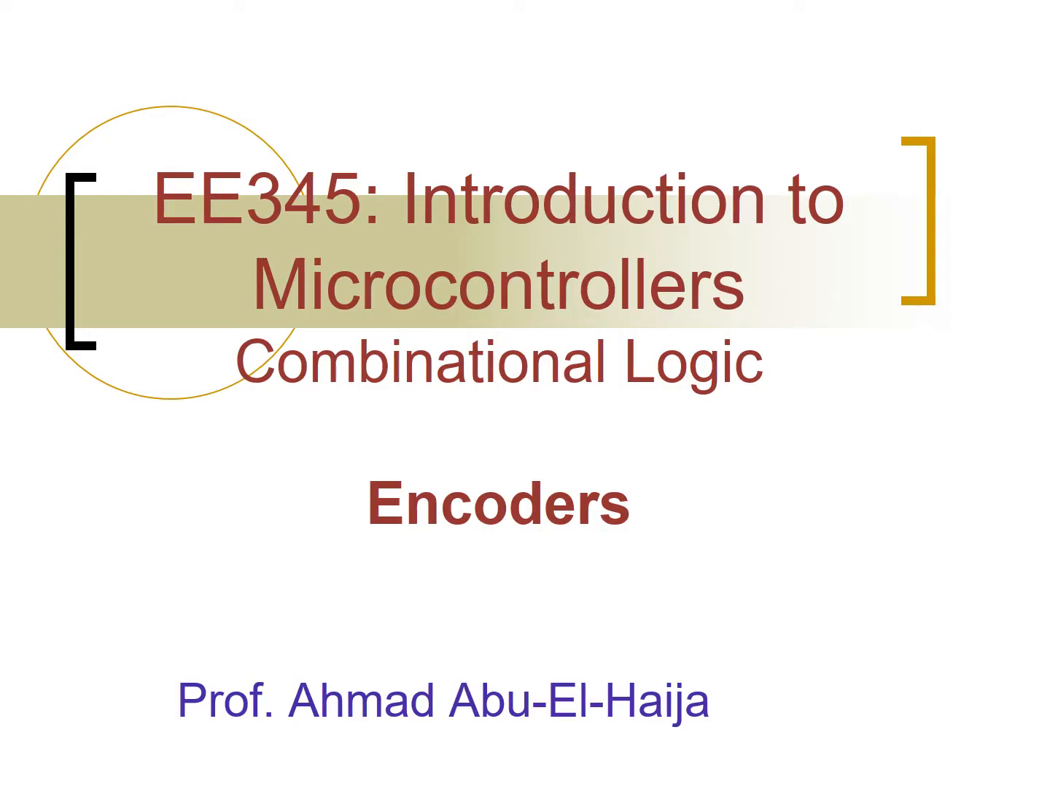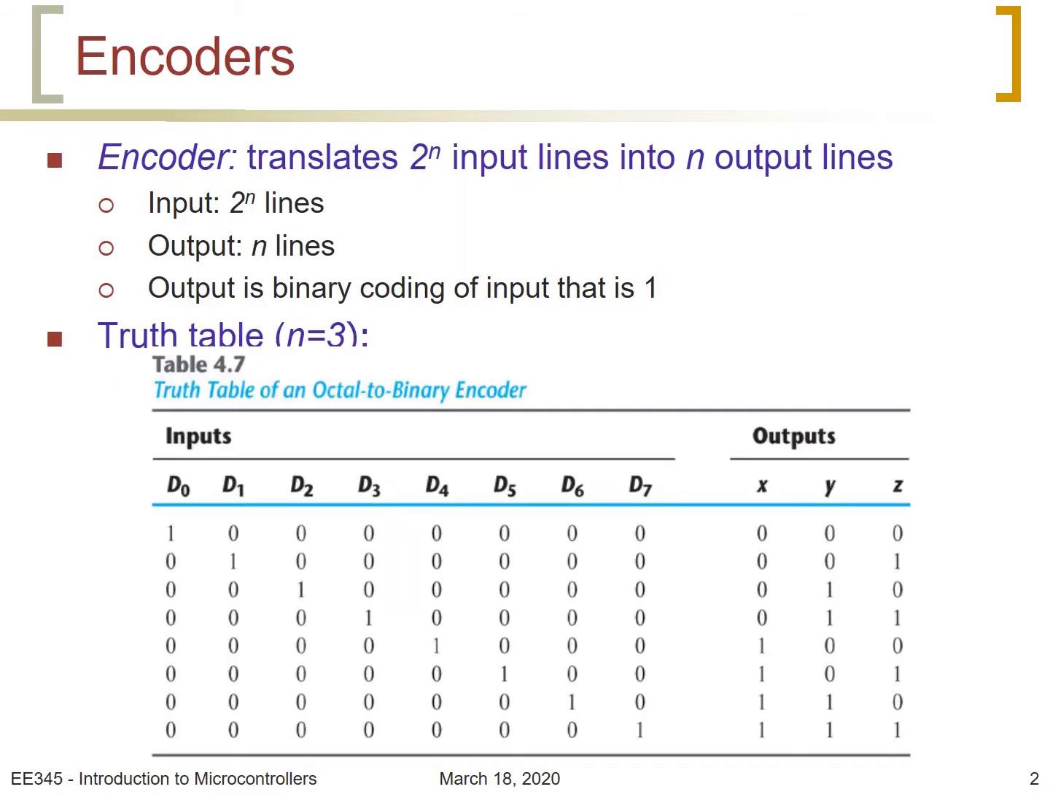Now we start explaining the design of encoders. X, Y, and Z to be straightforward. So if we look at, X is equal to 1 when the following: D4 is equal to 1, or D5 is equal to 1, or D6, or D7. Same thing for Y. Y is equal to 1 when D2, or D3, or D6, or D7, and Z is equal to 1 for D1, or D3, or D5, or D7.